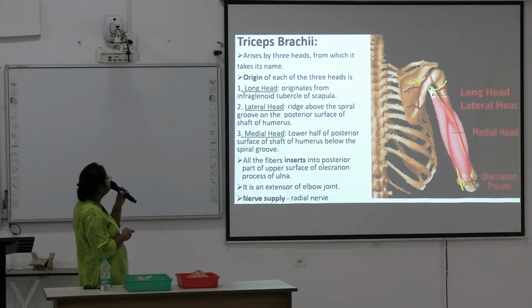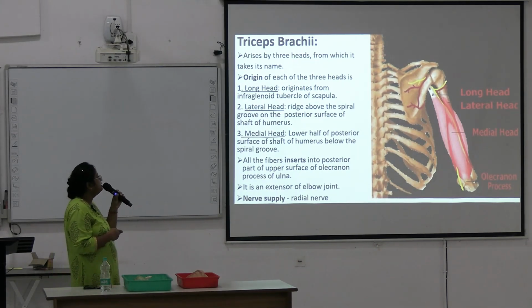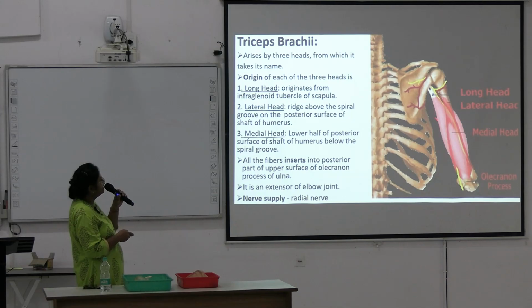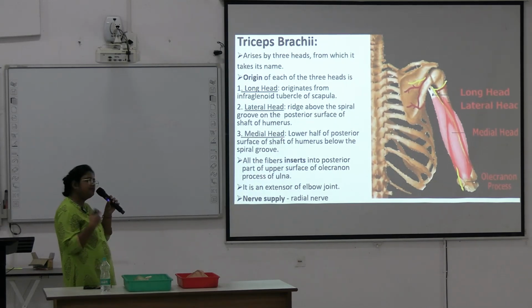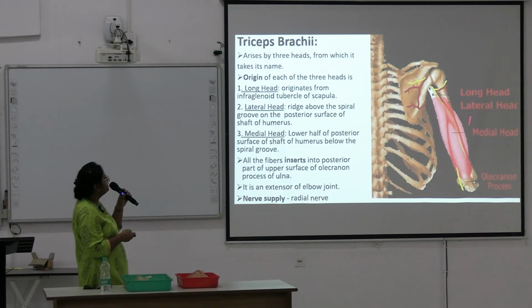The origin of these 3 heads: the long head originates from the infraglenoid tubercle of the scapula, the lateral head from the ridge above the spiral groove on the posterior surface of the shaft of the humerus. This we will discuss tomorrow in humerus. And the medial head, lower half of posterior aspect, here is the medial head. So here is the lateral head, here is the medial head, and this is the long head.